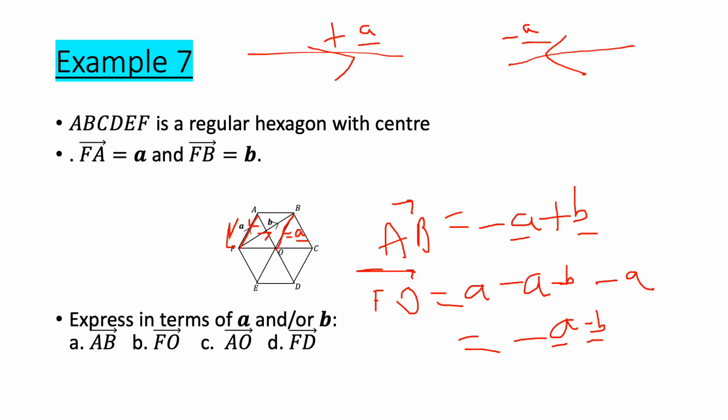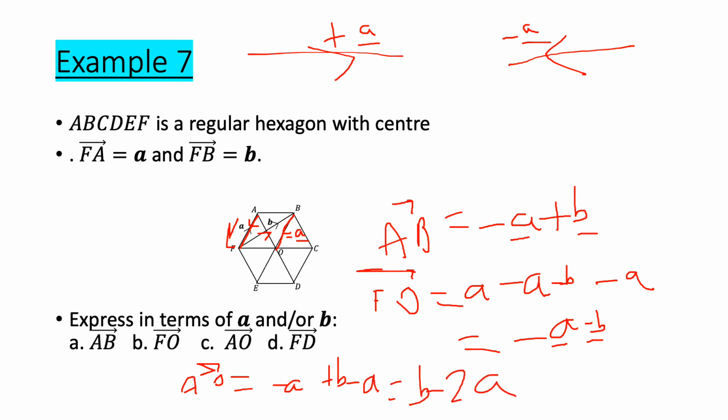Right, guys, AO, a bit more similar. AO is going to be AB plus BO. So it's going to be this minus A. So AO ends up being A plus B, so it's minus A plus B minus A. So it's going to be B minus 2A, guys.